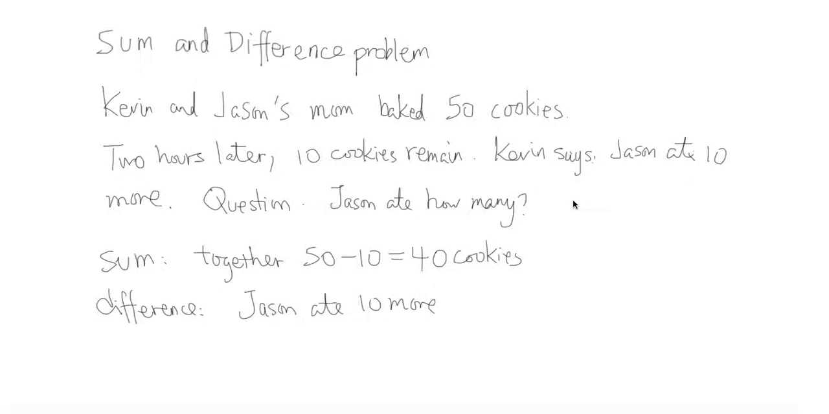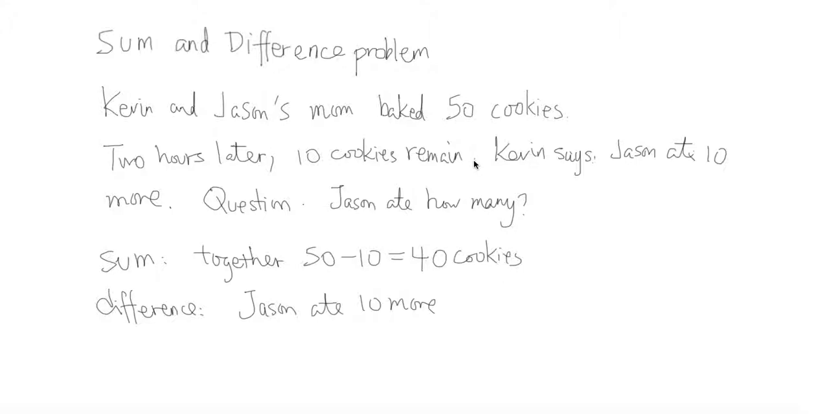Okay, and today in this video we'll discuss some sum and difference problems. So let's start by looking at this example. Here we have two kids, Kevin and Jason, and their mom bakes them 50 cookies. Two hours later, there are only 10 cookies remaining. So what happened? Of course, the two kids ate the other 40 cookies.